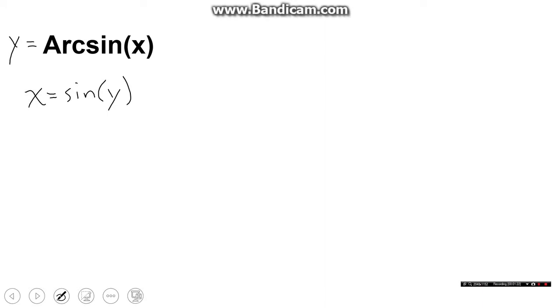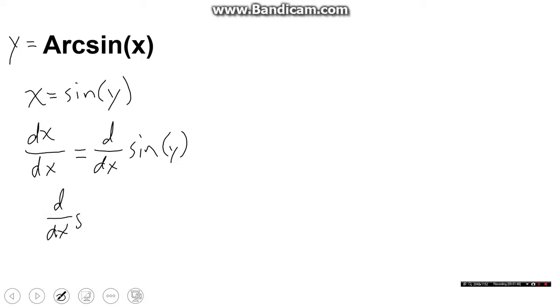Then we'll implicitly derive. So we'll take the derivative of both sides in terms of dx. So dx over dx equals d over dx of sine y. Now dx over dx cancels because they're the same thing. So then we are left with d over dx of sine of y equals 1. I switched the sides of the equation so that it's easier to see.